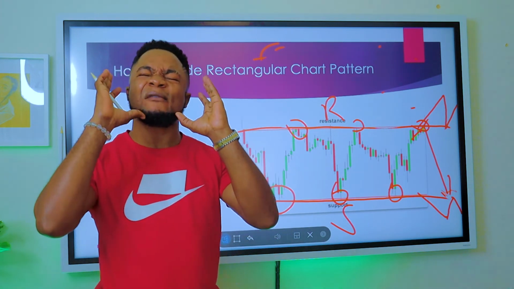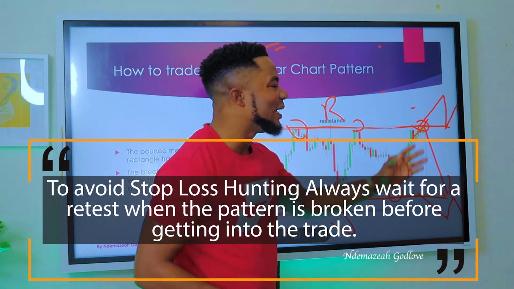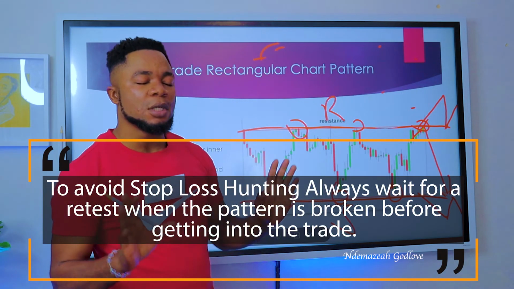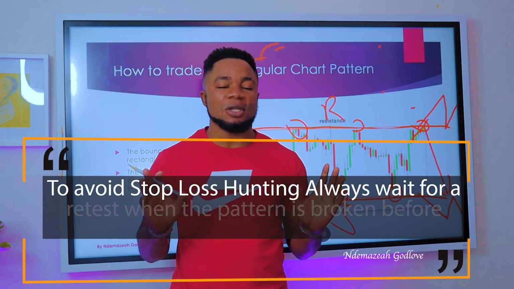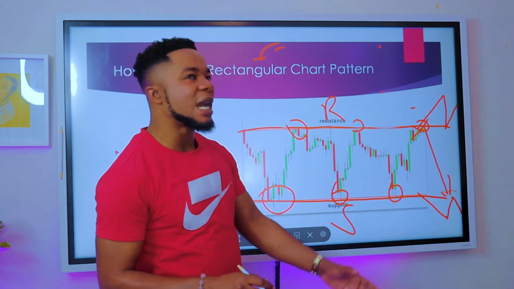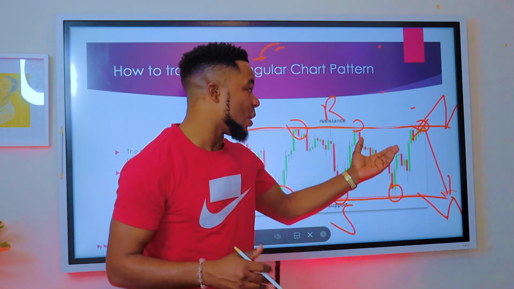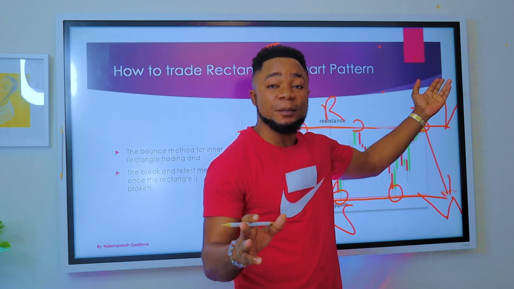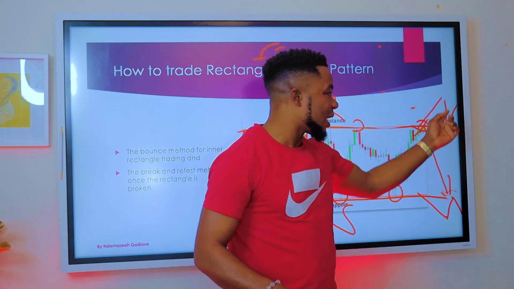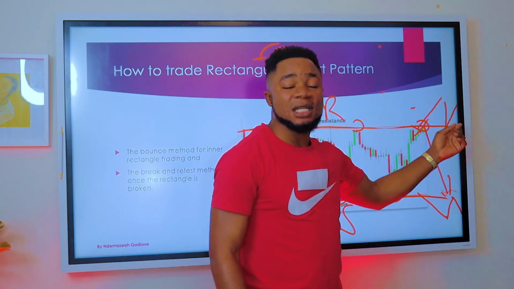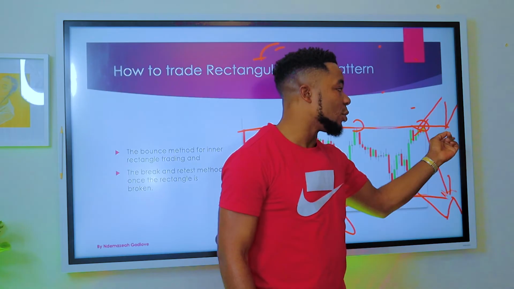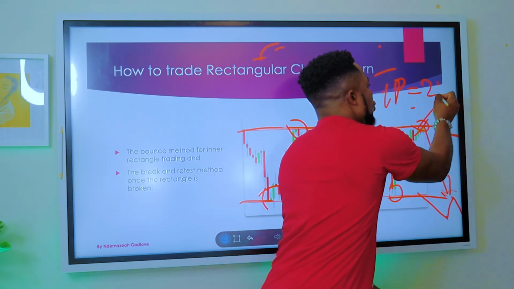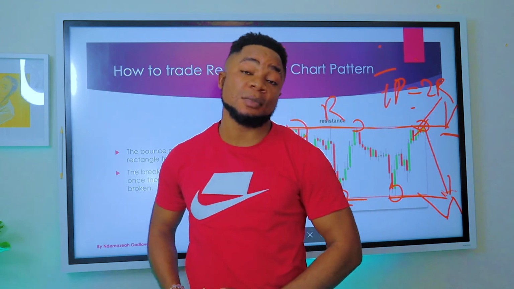To be able to avoid that, always use the retest method if the structure is broken. If the structure is broken, just stand on the sideline and watch. If the market comes up to that level and retests, that is where. If the market broke here and is going up, don't worry. Don't suffer from the fear of missing out, from FOMO. Sit and wait. If the market comes back here and retests here, that is where you buy. Your stop loss will go somewhere here, and your take profit, your TP, will be equal to 2x. Your TP should be 2 times your risk.